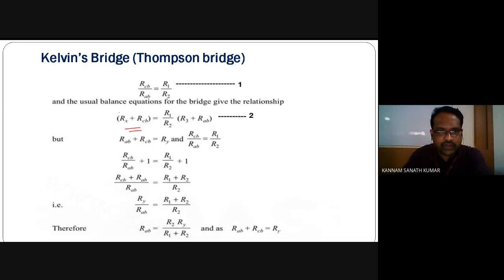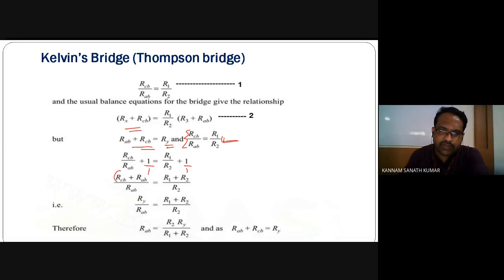Now you know that the lead resistance RAB plus RCB equal to what? Ry. And RCB by RAB equal to what? R1 by R2, from equation 1. For this equation, you add 1 on both sides and take the LCM. So what are you getting?